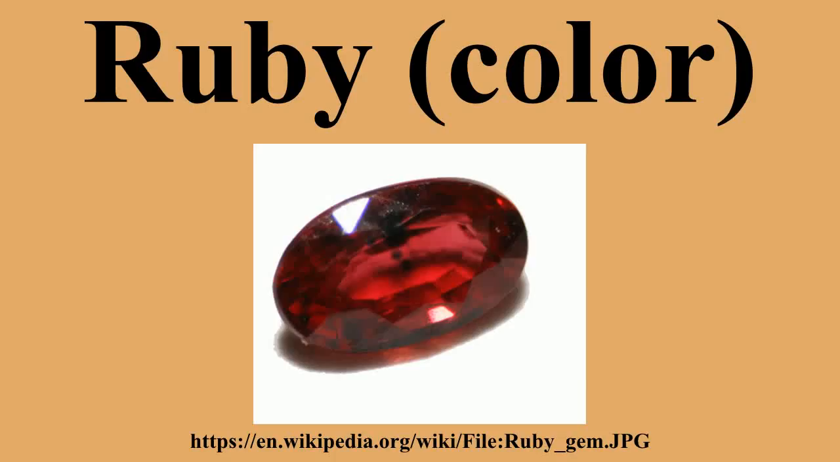Ruby is a color that is a representation of the color of the cut and polished ruby gemstone and is a shade of red or pink. The somewhat deeper color of the uncut, unpolished ruby crystal is called rubelite. Origins. The first recorded use of ruby as a color name in English was in 1572.